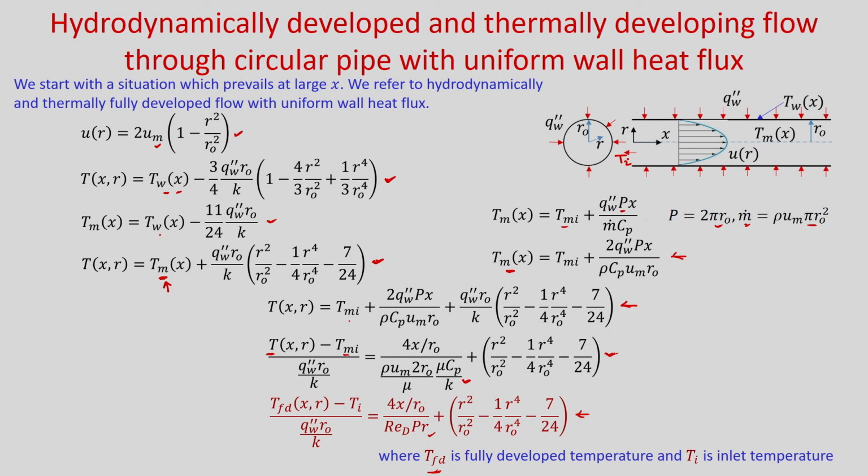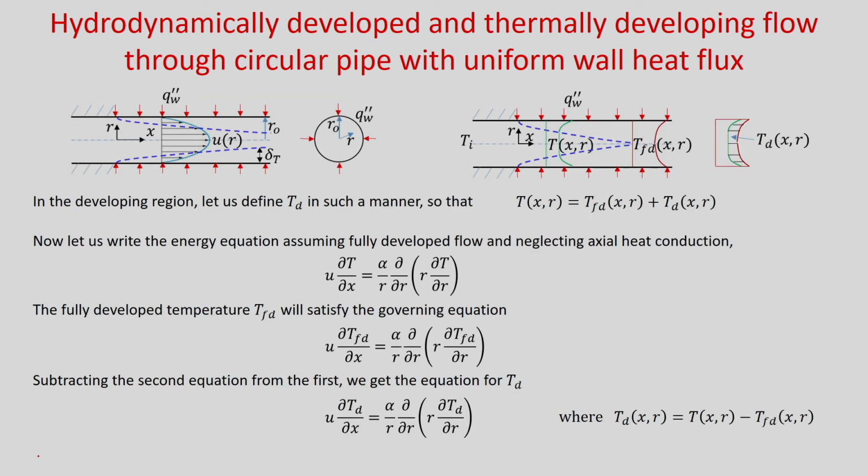So, in thermally developing flow we will consider a temperature Td such that your temperature profile at any location, whether it is in the thermally developing region or the fully developed region, T will be TFD, which is your fully developed temperature profile, plus Td. So, you can see here this is our problem.